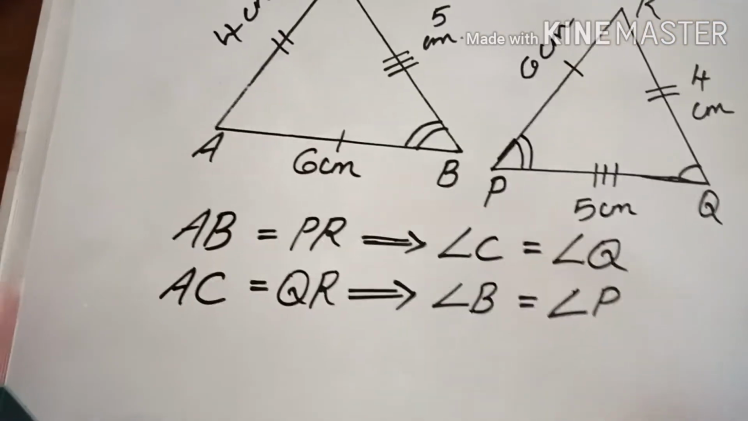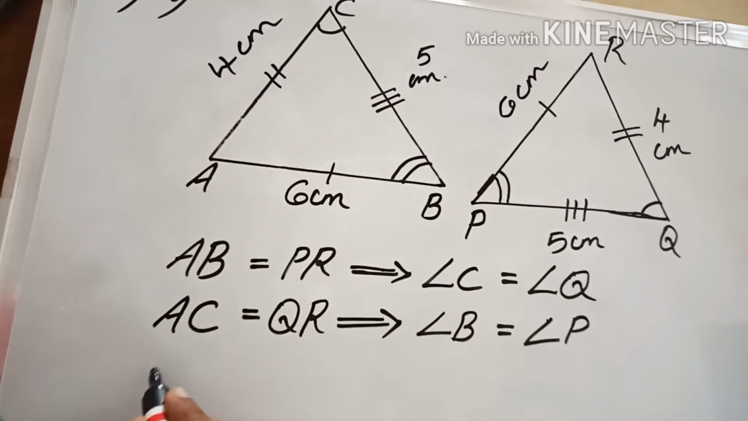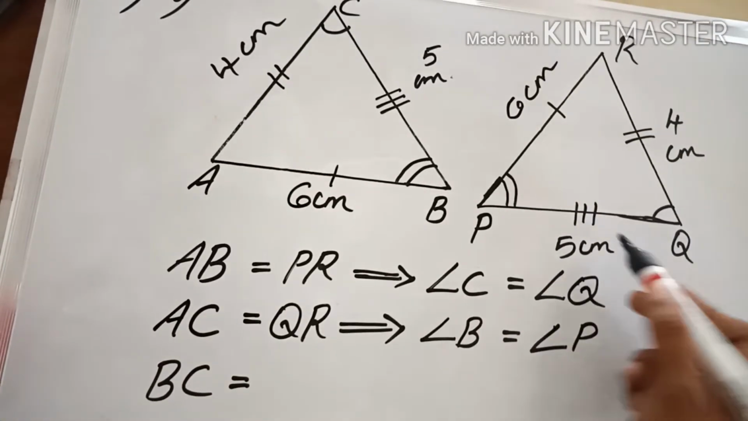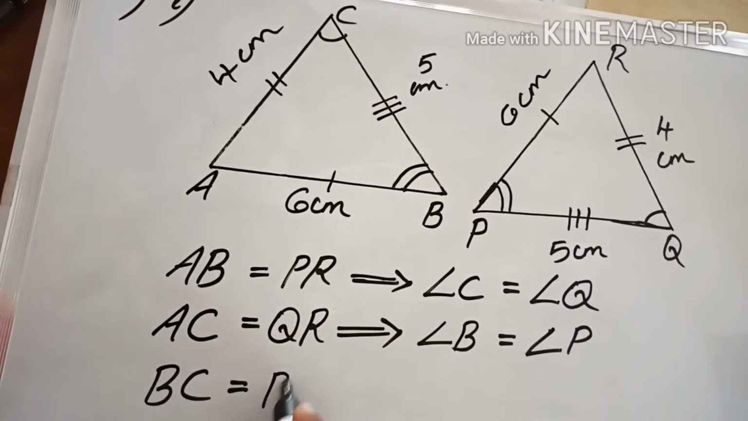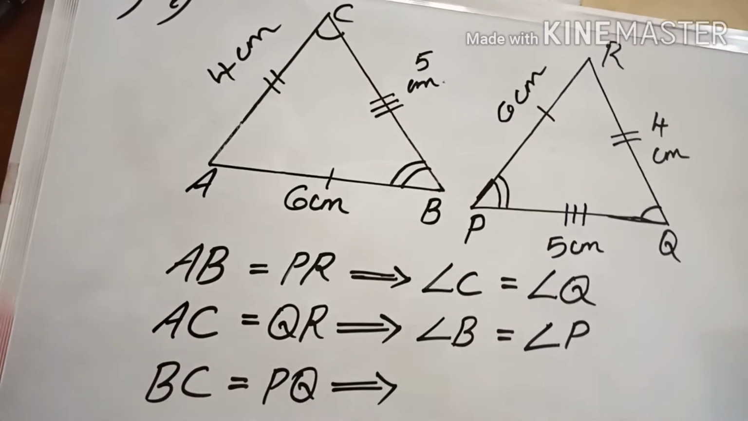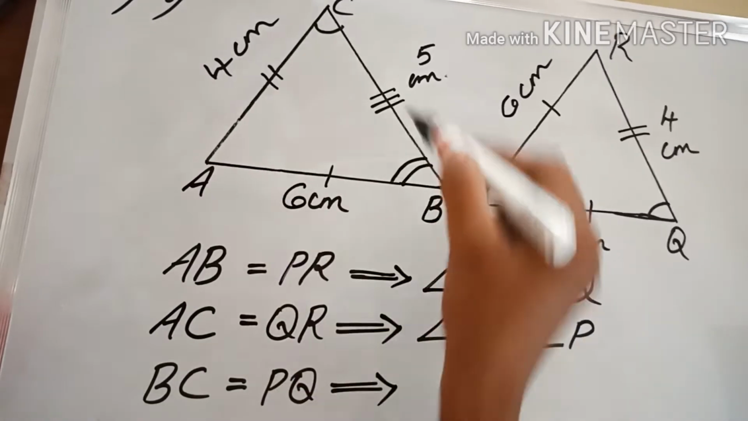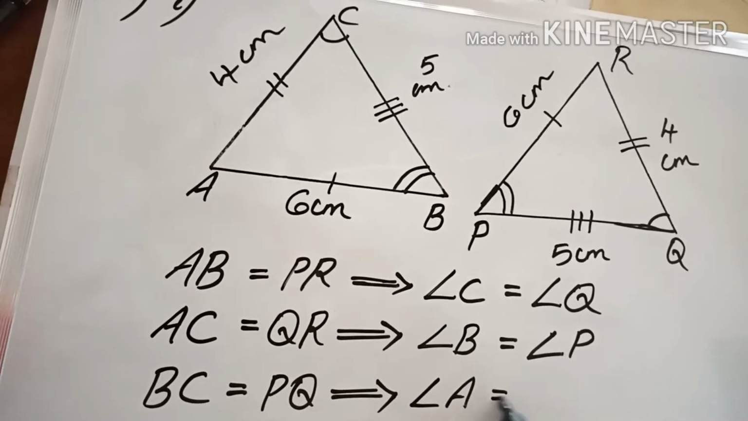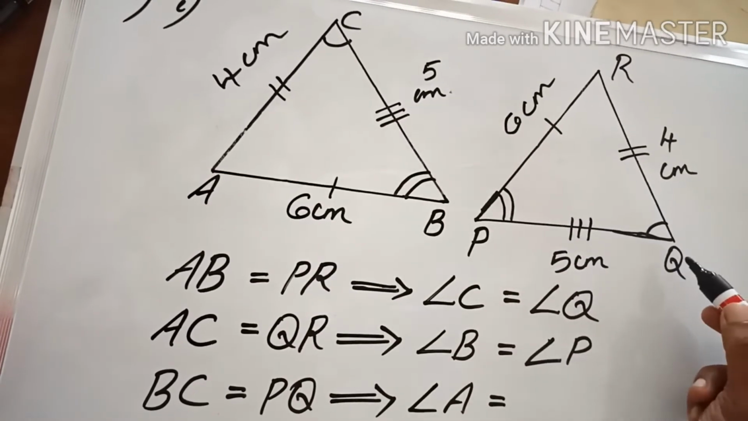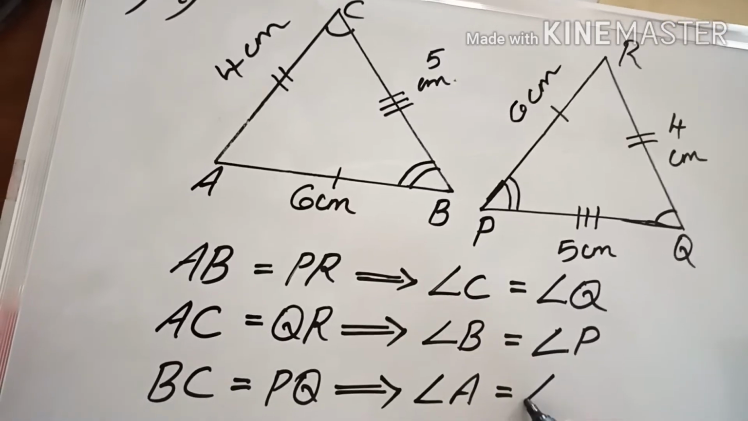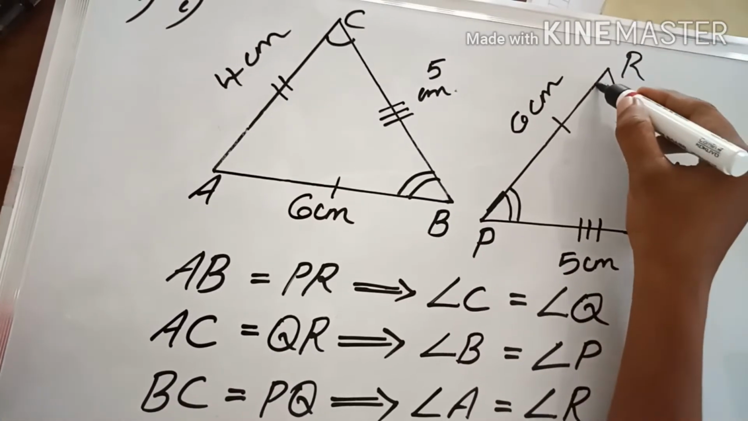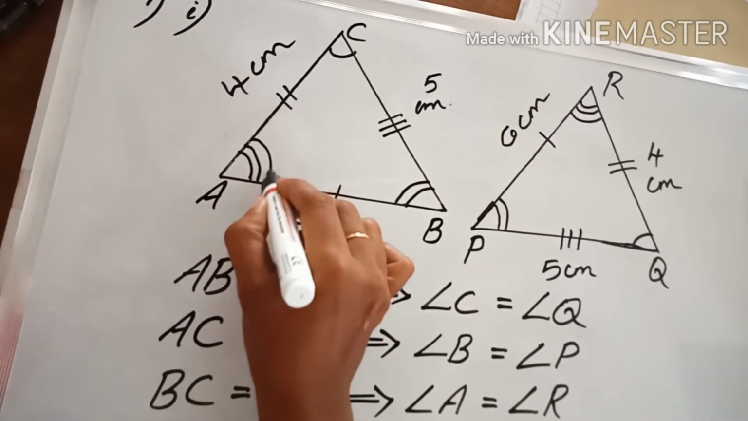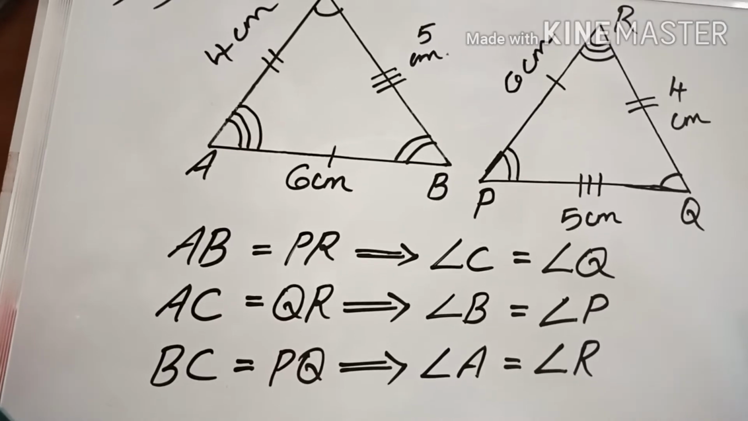Now the third side. For the first triangle, the third side is BC, which is equal to PQ, the third side of the second triangle. So BC equals PQ. Which are the opposite angles? BC's opposite angle is angle A, and PQ's opposite angle is angle R. So angle A and angle R are the equal angles. We can mark them like this, the third angle.